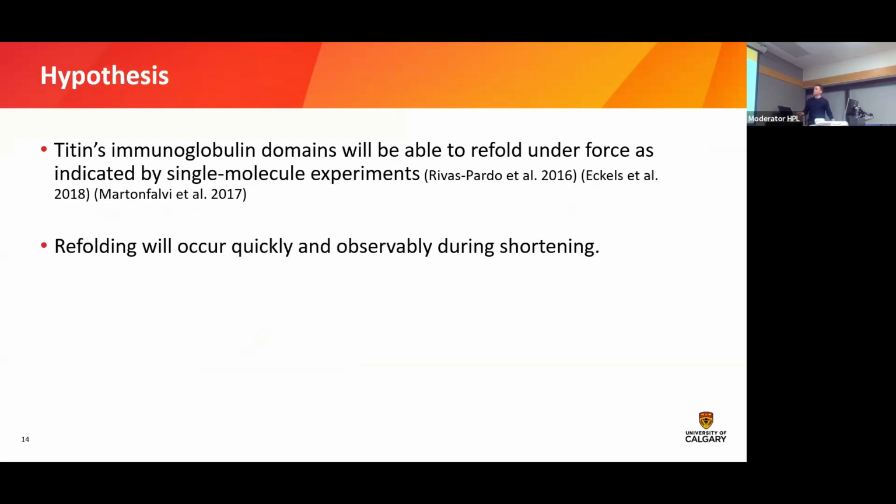So what we wanted to test is if Titin's immunoglobulin domains will be able to refold under force and produce work. And this has been indicated by single molecule experiments. These are the papers that have proposed the idea of the molten state. We also think that this will occur quickly and observably during shortening. And that's just based off of some preliminary experiments we did where you can see myofibrils develop, you know, if you stretch them, they go, and then shorten them, they go slack, and then they stop being slack. I didn't include the video, maybe I should have. But anyway, we can kind of see around what time they're going to take.